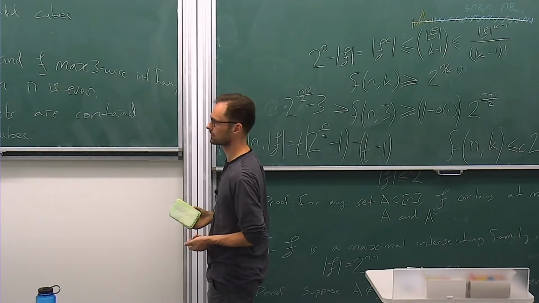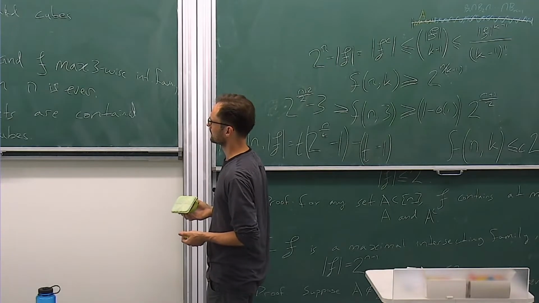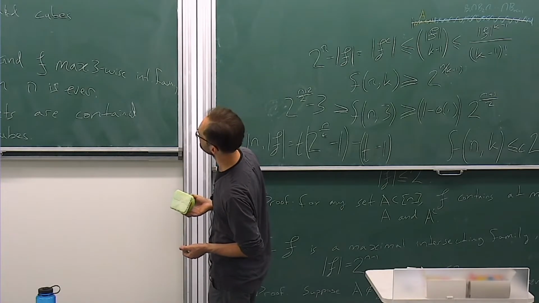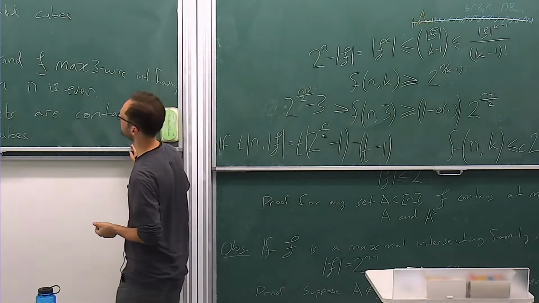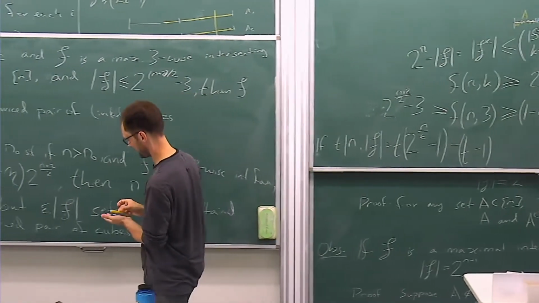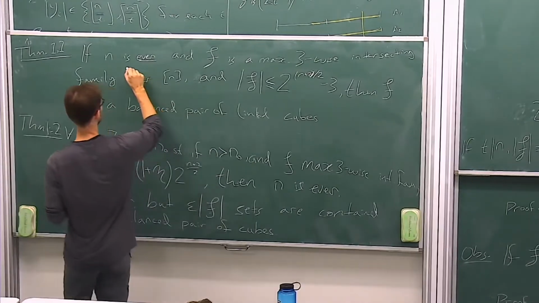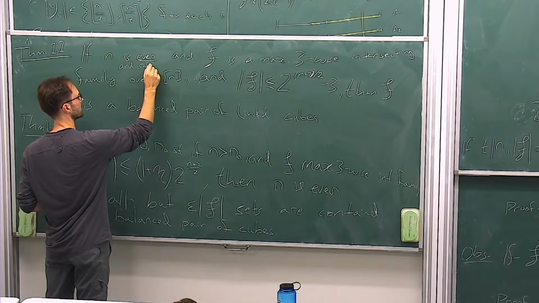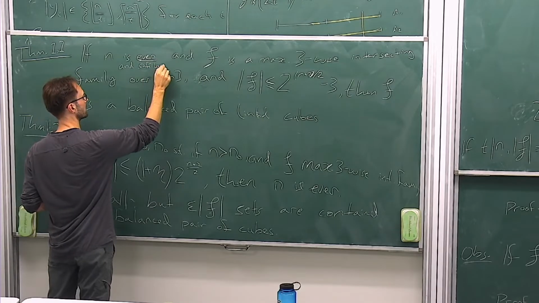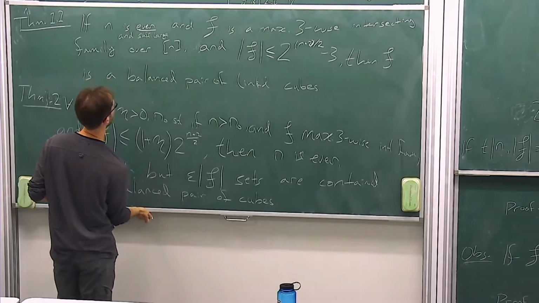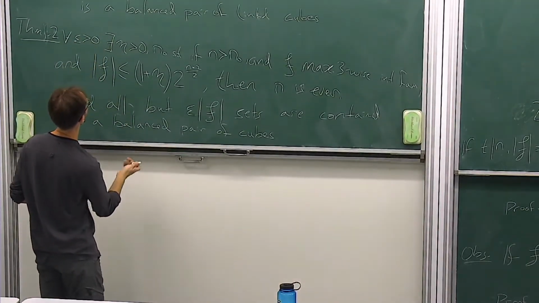So the sufficiently large n should also be in the theorem of... Yes, theorem 1.1 also needs sufficiently large. F is even and sufficiently large. Thanks. Right.